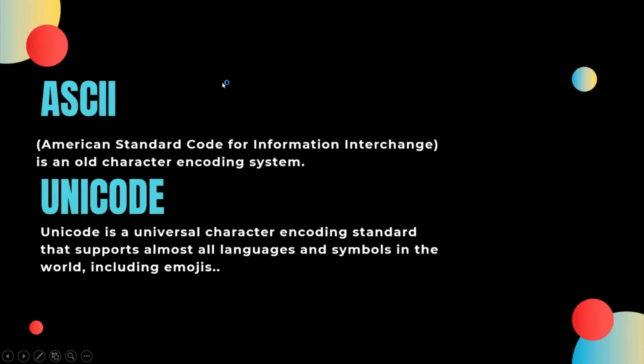And Python also supports ASCII and Unicode. ASCII means American Standard Code for Information Interchange. It is an old character encoding system which is also supported by the Python programming language. Then we have Unicode. Unicode is a universal character encoding standard that supports almost all languages and symbols in the world, including emojis. You can insert emojis in Python, and if you want to write in any other language, like if you want to print hello in Chinese language, you are able to write it.